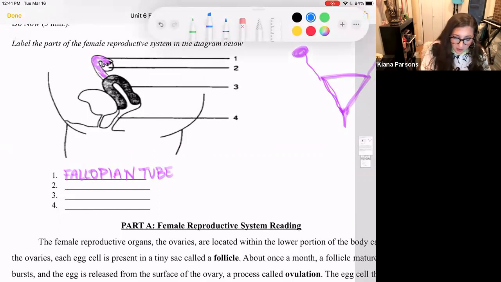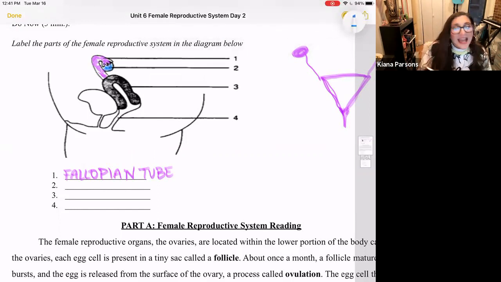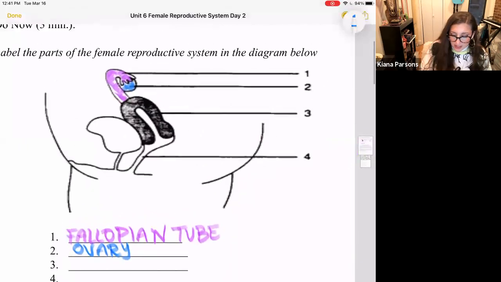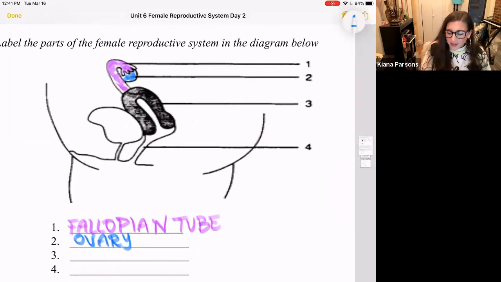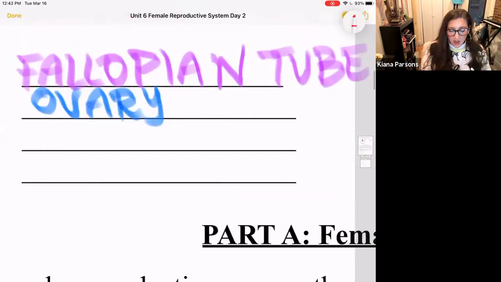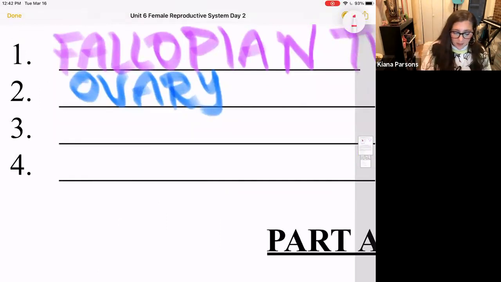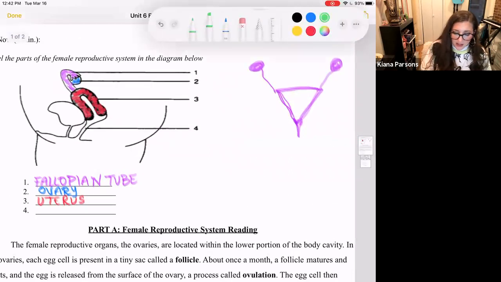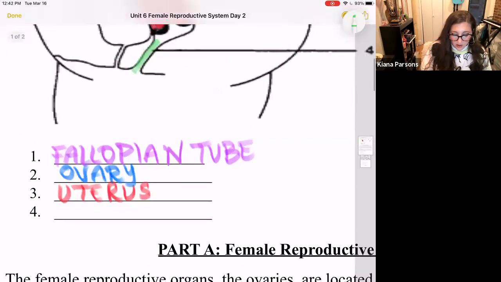Structure number 2. It looks like a little egg, and that's helpful because that is the ovary, the site where the eggs or ova are produced. And structure number 3, looking like a horseshoe in this diagram, is the uterus. And this is the place where the baby grows and also where the endometrium develops. And we're going to talk a lot more about the uterus in the coming days of female reproduction. But that's the uterus. And then structure number 4, this tube leaving the uterus, is the birth canal or vagina.